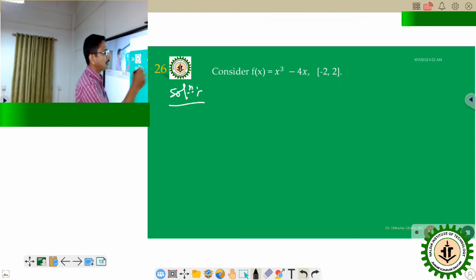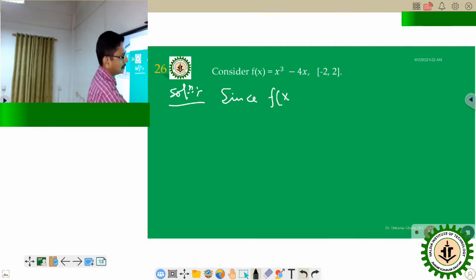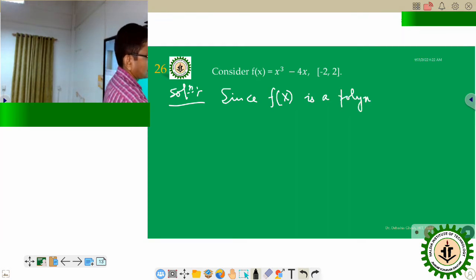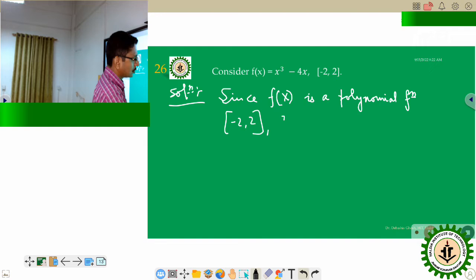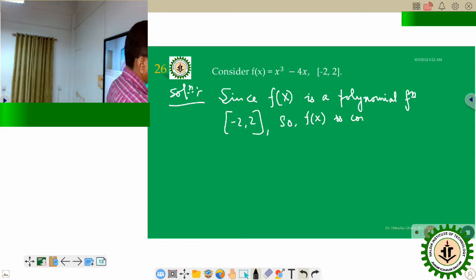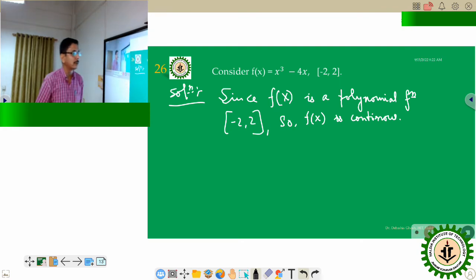Since f x is a polynomial function and it is defined over a finite interval, that is minus 2 to 2, it is continuous because polynomial functions are continuous everywhere. So f x is continuous over the interval, of course, minus 2 to 2.